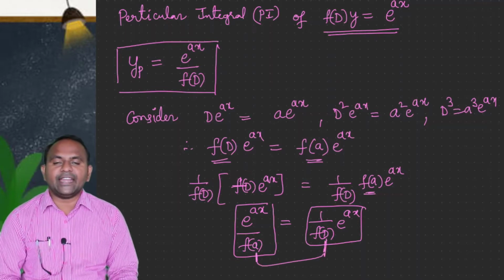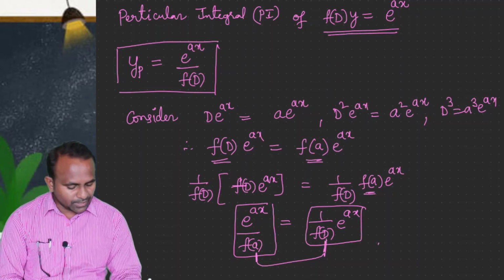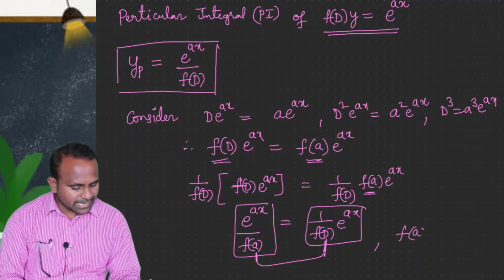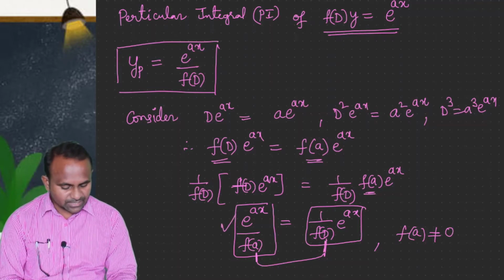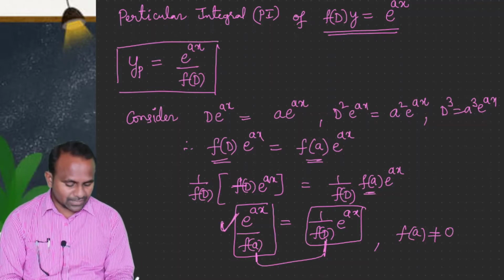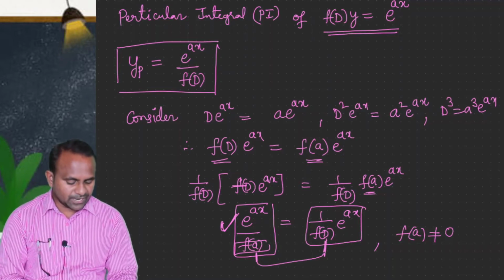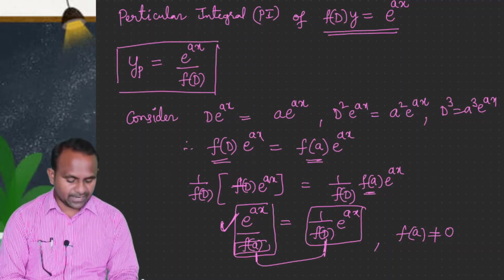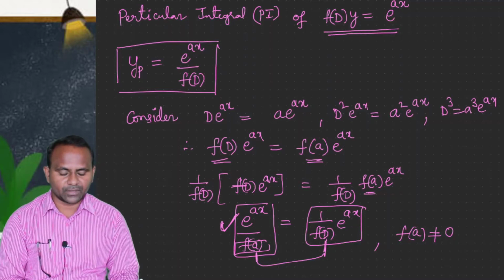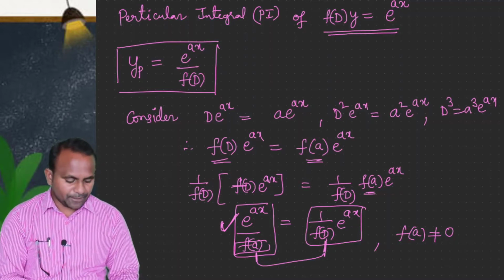That is how we can find a particular integral whenever this substitution is not giving 0, because if it is 0, this term is meaningless. So whenever this denominator is not equal to 0, your particular integral, whatever you need, like e power ax by f of d, is simply e power ax by f of a. So what happens if f of a is equal to 0?